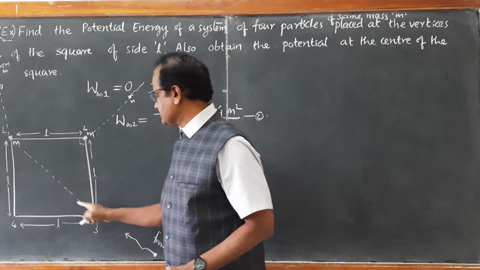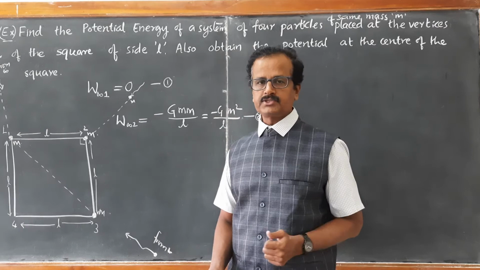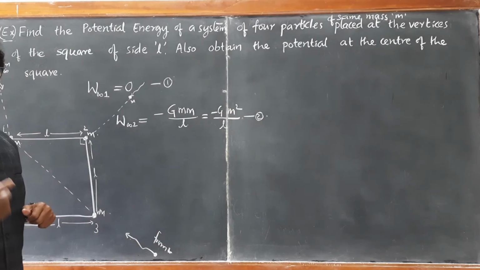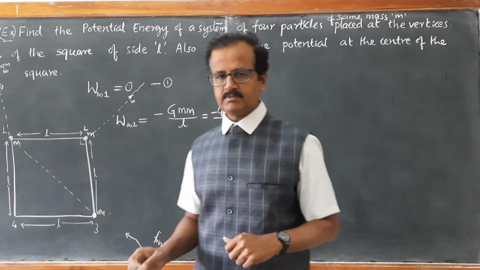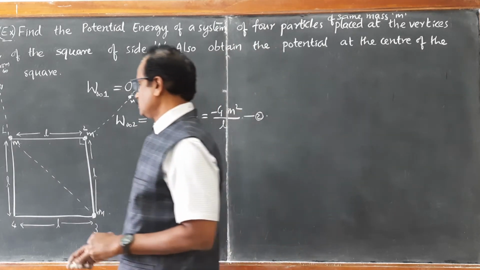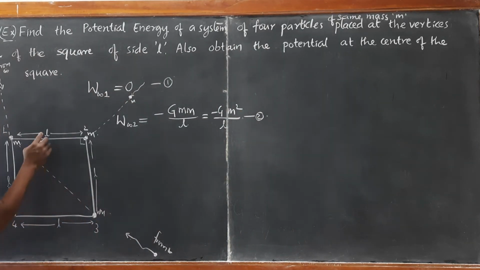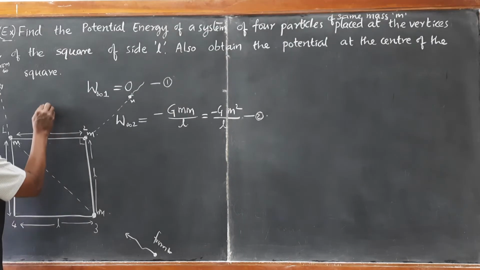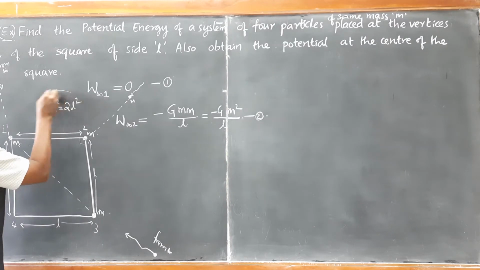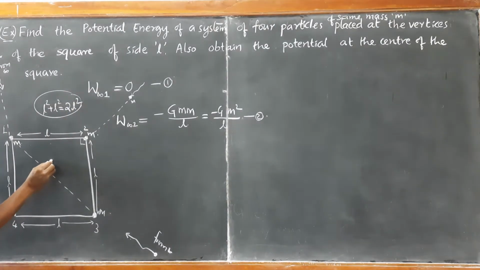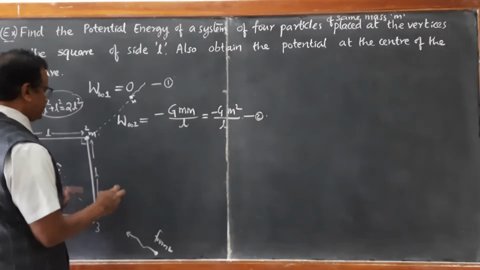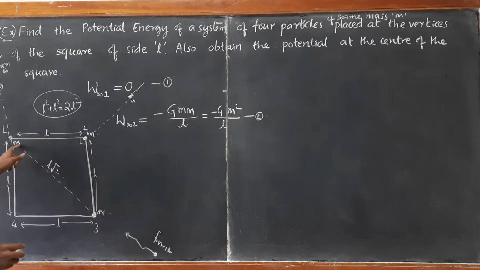Therefore we can find out what this is using Pythagoras theorem. So L square plus L square becomes 2L square. Square root of 2L square becomes the length of the diagonal, so it becomes L root 2. So this length is L root 2 from here to here. So work has to be done against the interaction between these two particles.